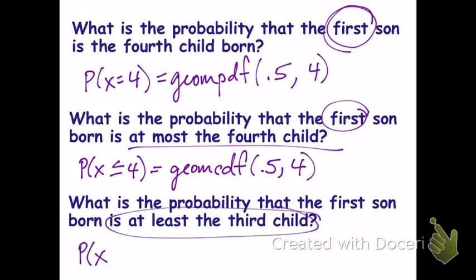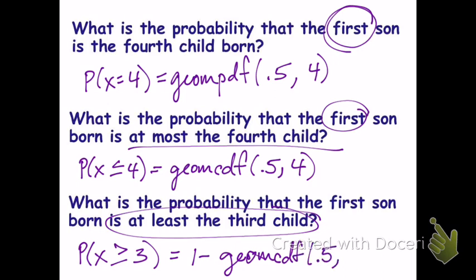What is the probability that the first son is at least the 3rd child? So that would be X greater than or equal to 3. So 1 minus geometric CDF 0.5, and what goes here? 2. Because remember drawing out the number line, you're going to have 1, 2, 3, 4, 5, all the way to infinity. If it's at least 3, I want to include 3 and everything above it. So 1 minus geometric CDF, and I want to take away 2 and below.